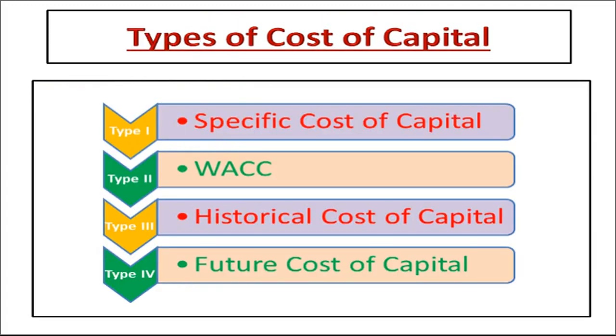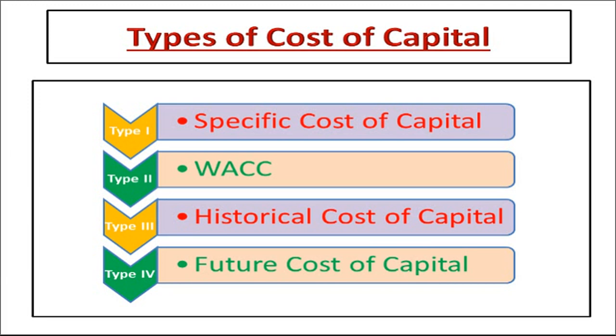Now moving further, let us see the various types of cost of capital. Friends, basically there are four types of cost of capital. Number one is the specific cost of capital. Number two is WACC, that is the weighted average cost of capital.